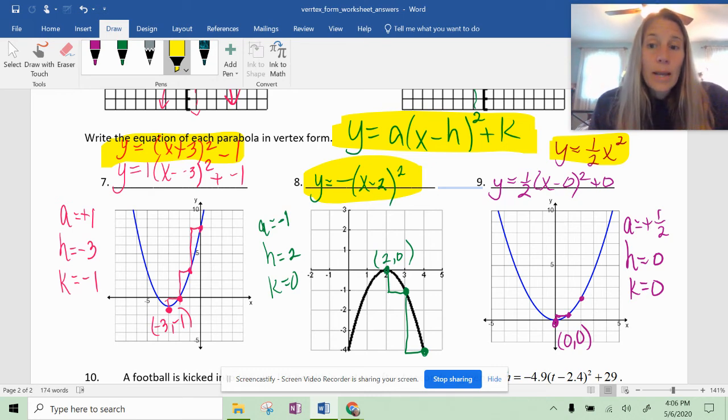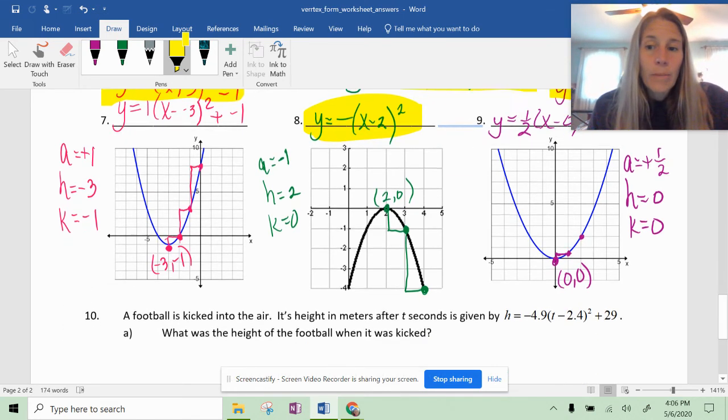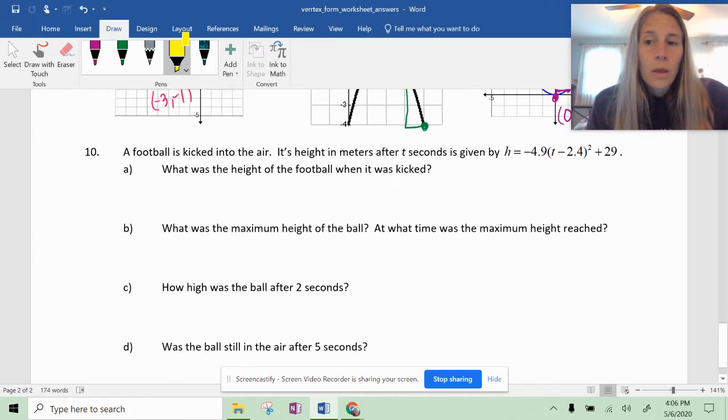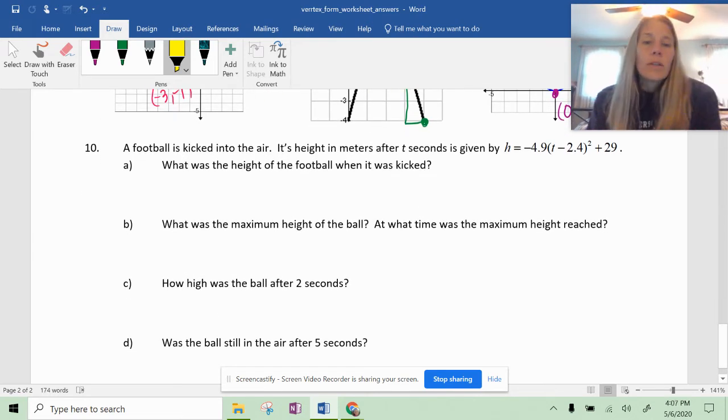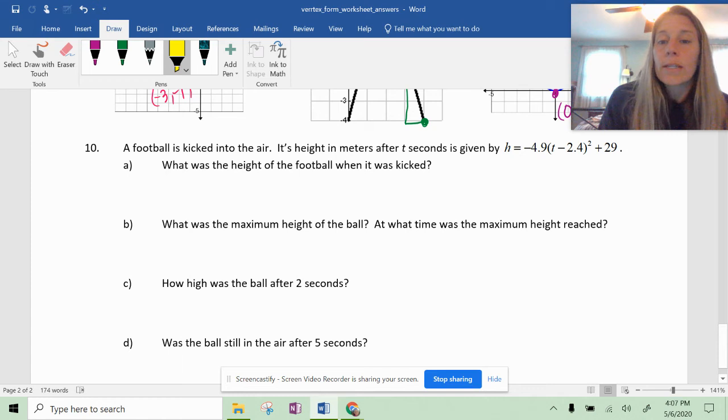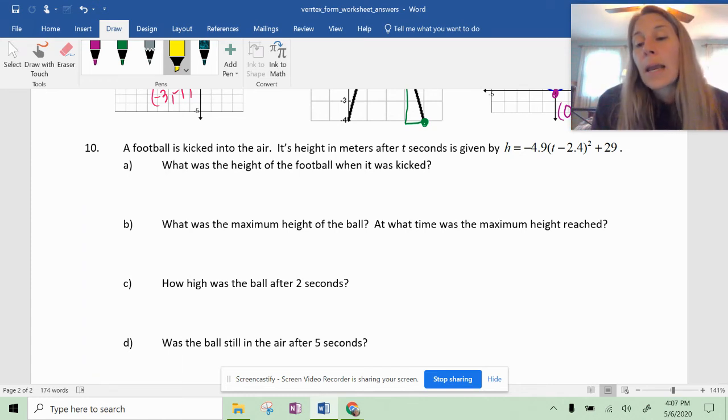Okay, so now let's do the word problem at the bottom. So it says a football is kicked into the air. Its height in meters after t seconds is given by h equals -4.9 (t minus 2.4) squared plus 29.